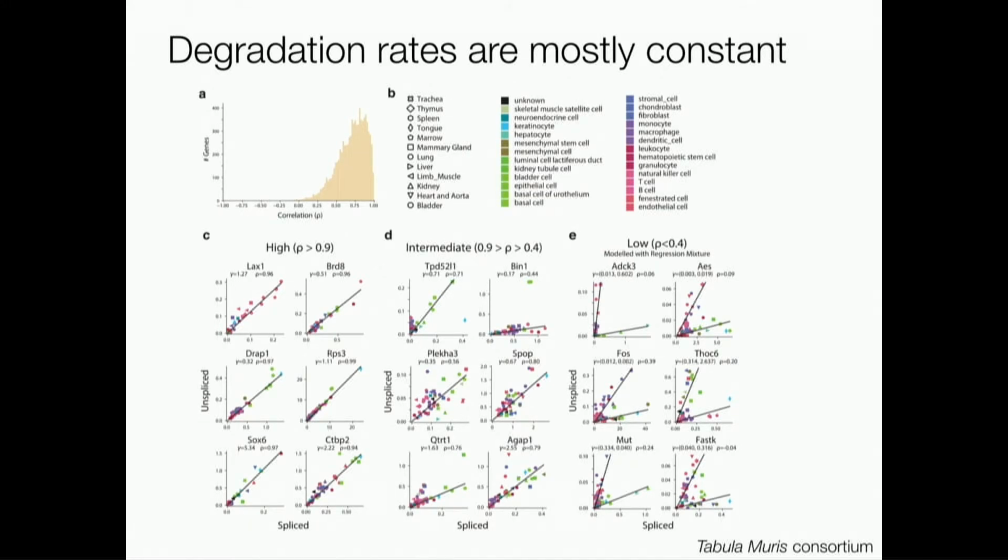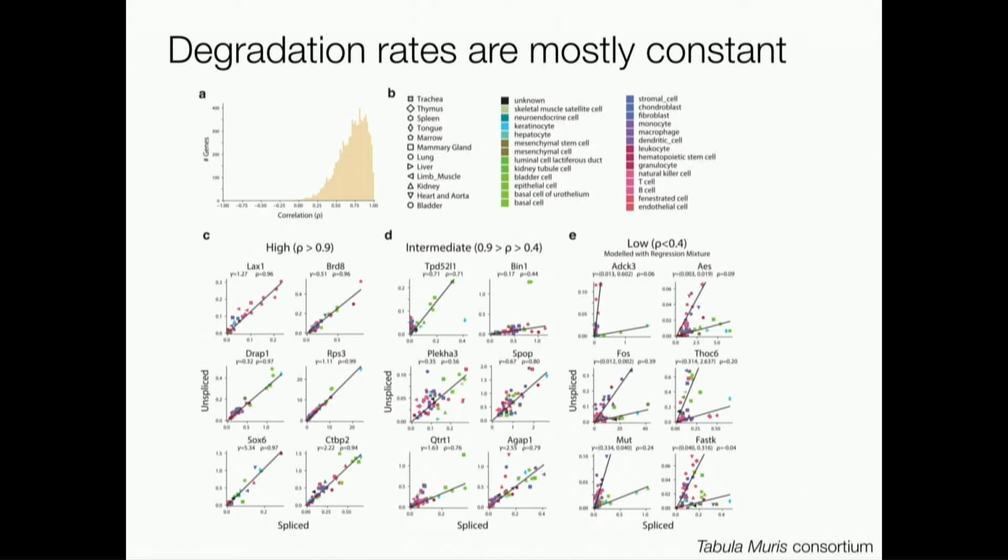This is single cell data from the Tabula Muris consortium that Spiros Darmanis presented yesterday. And fitting now spliced versus unspliced in these, what we believe are terminally differentiated cell types. So these are more or less stable cell types that are not going to differentiate further. At these steady states, what you would expect is that if degradation rates are constant everywhere, then the ratio between spliced and unspliced would also be constant. And indeed, for most genes, we see that all of these tissues, or cell types, fall on the same line, pointing to a fixed degradation rate.